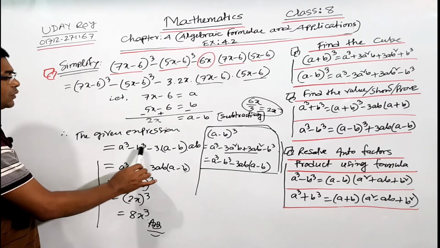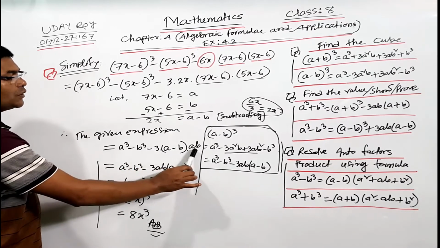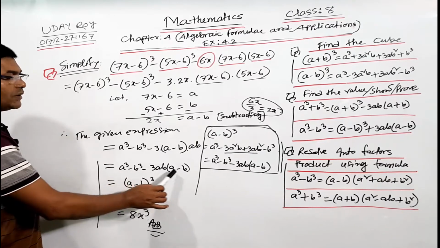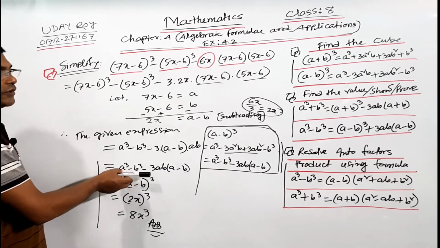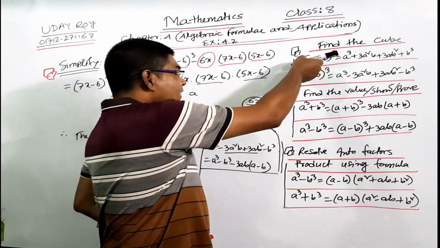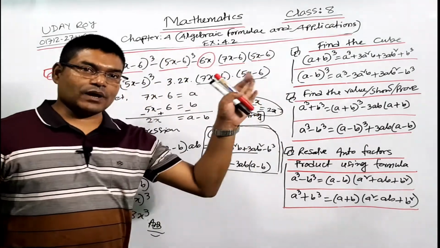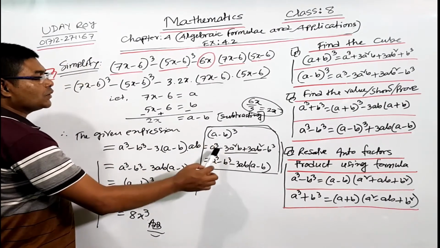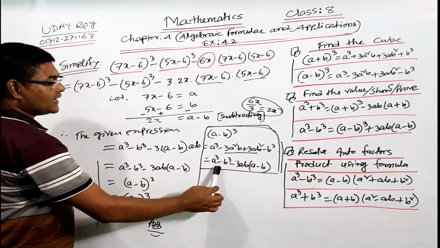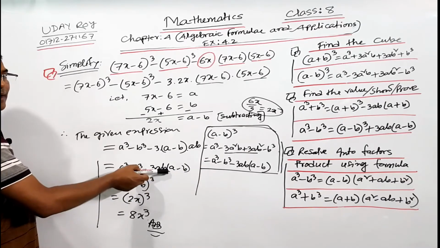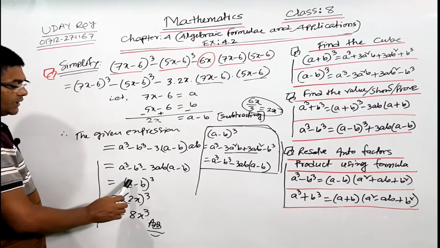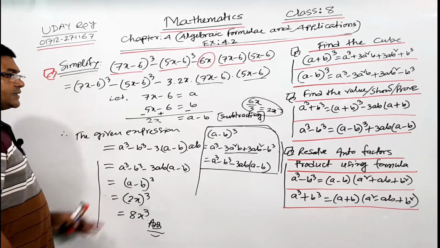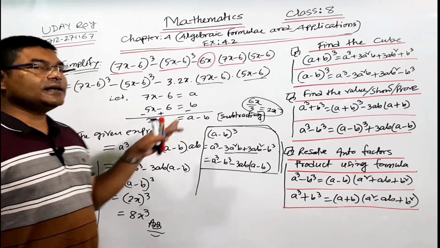So a cube minus b cube minus 3ab into a minus b. Just rearrange. This equal to what? We don't know, because we have learned a plus b and a minus b. Now these are the rules: a minus b whole cube equal to this. Just rearrange, we get a minus b whole cube. a minus b equal to twice x, so 8x cube. So we have done the simplification.